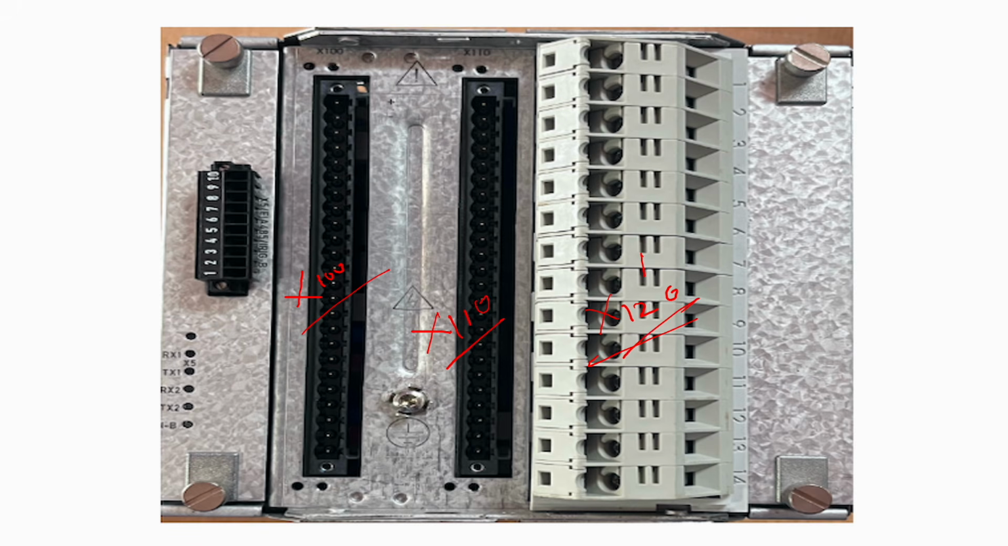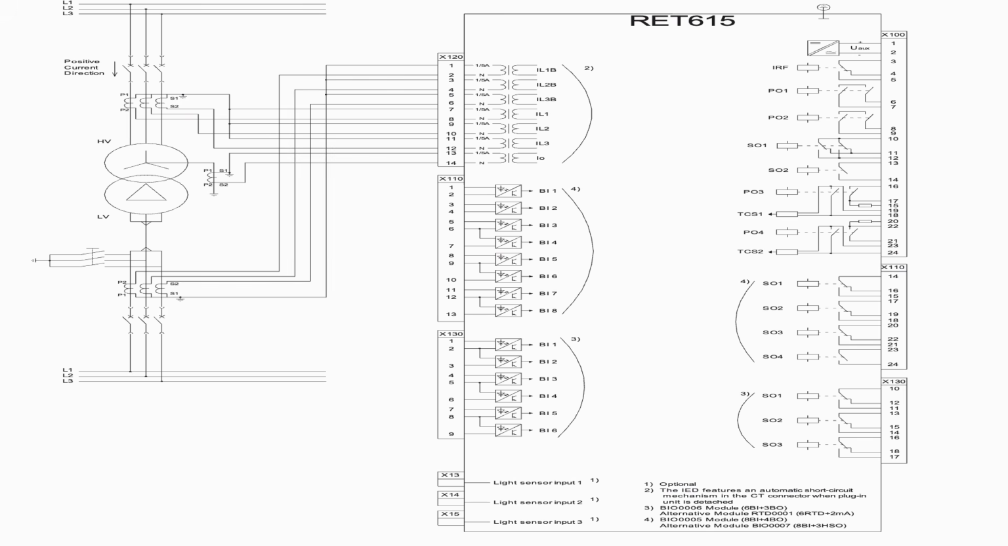X120 is related with the CT connections totally. X100 card is related with the output contacts, and X110 card is related with the output and input contacts. So let's try to understand. In some of the relays you will find the X130 card also for inputs, as well as in new RET 615 relays. So further, let's try to understand the drawing of RET 615 here.